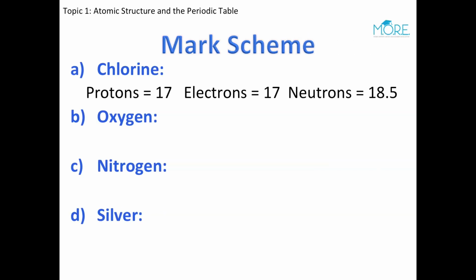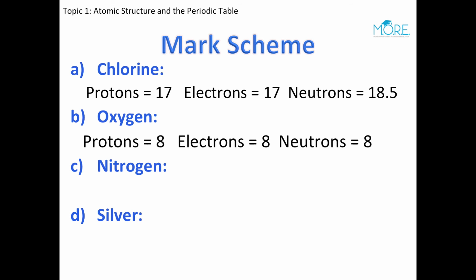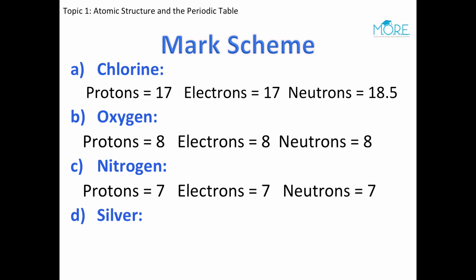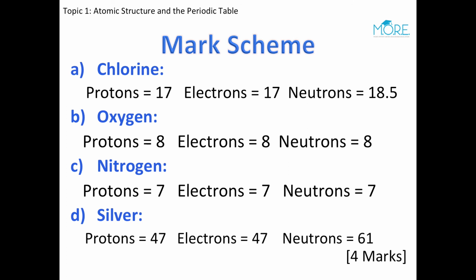Chlorine, protons are 17, electrons 17 and neutrons 18.5, because you would do 35.5 take away 17. Oxygen, protons are 8, electrons are 8 and neutrons are also 8. Nitrogen, protons 7, electrons 7 and neutrons 7. Finally, silver, protons 47, electrons 47 and neutrons 61.